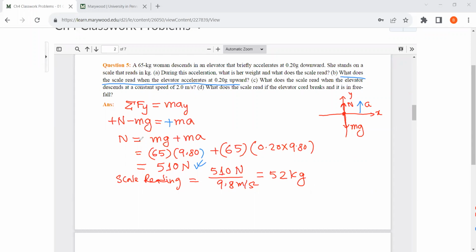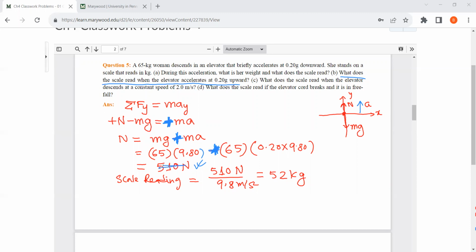Oh sorry, in the last problem I made a mistake. In the last problem we should have a negative sign. In this problem, and the second problem, it should be positive. So in this problem, this is positive, this is positive.